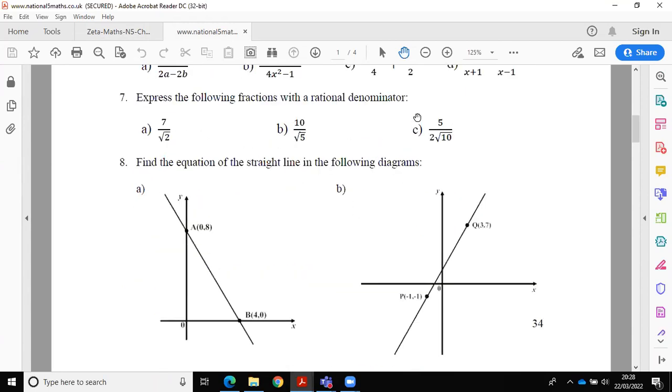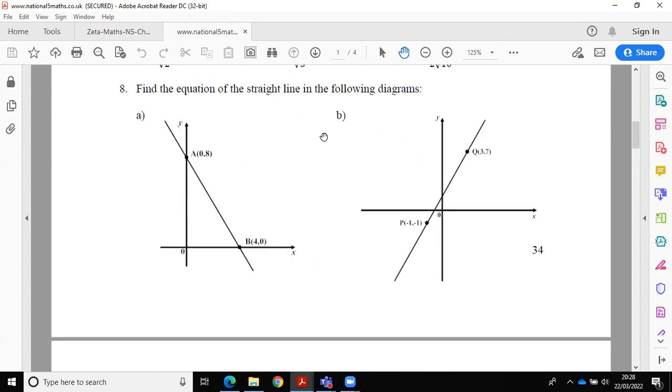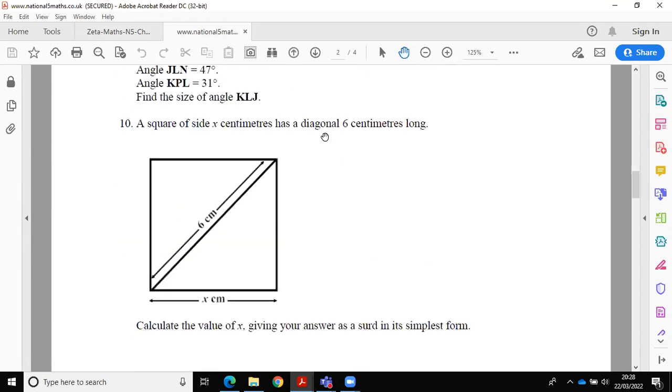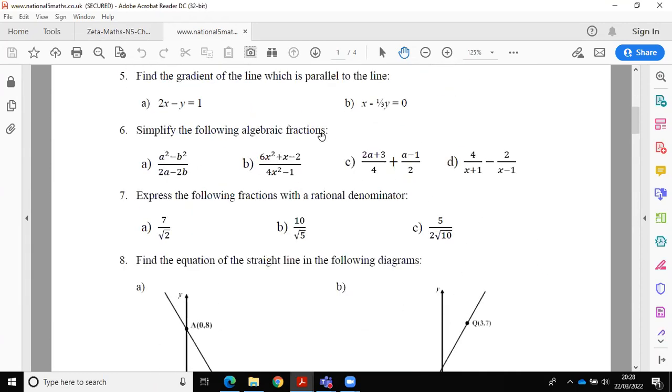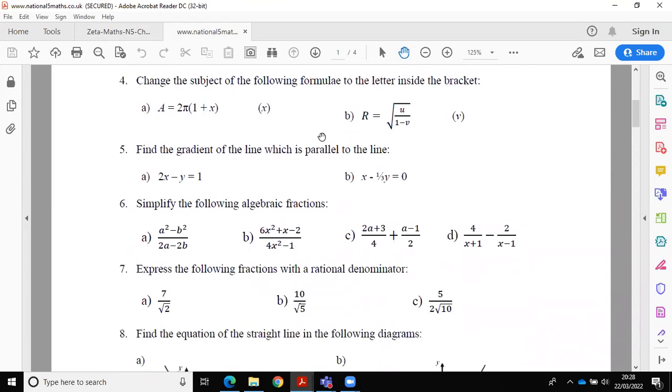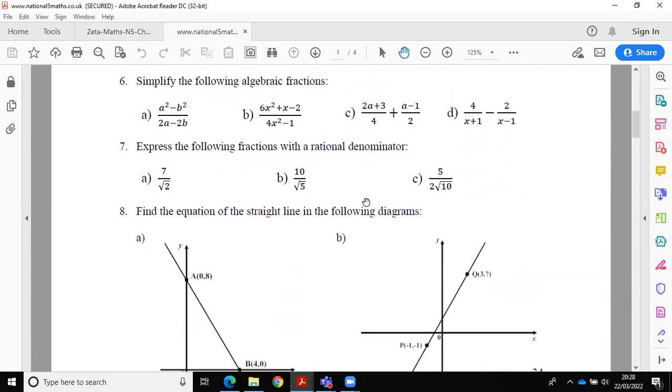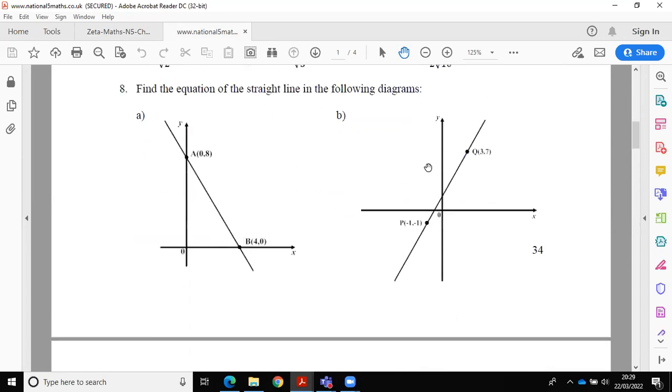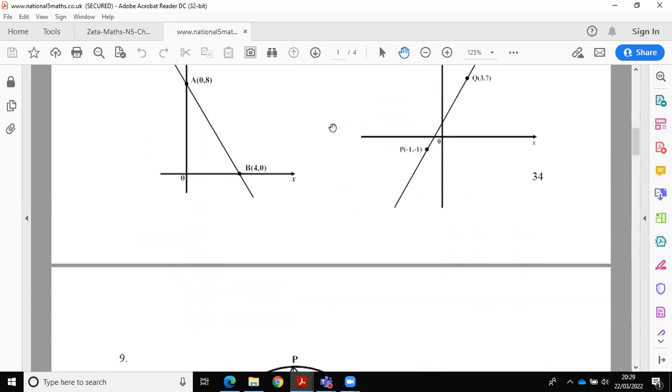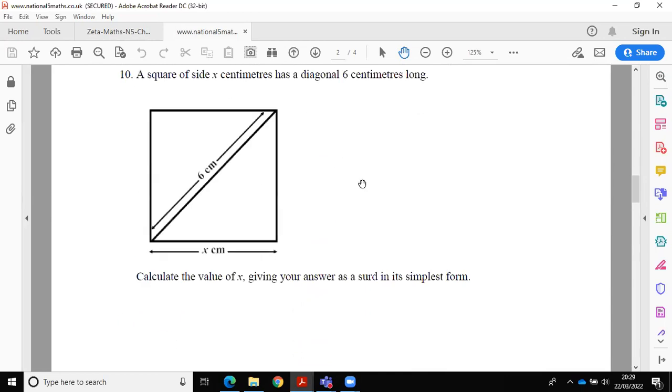Okay, so don't do question 7. Other than that, I think the rest were okay, weren't they? So don't do question 7 at all. You don't need to rationalise the denominator. Didn't do the straight line, but have a wee look at that.